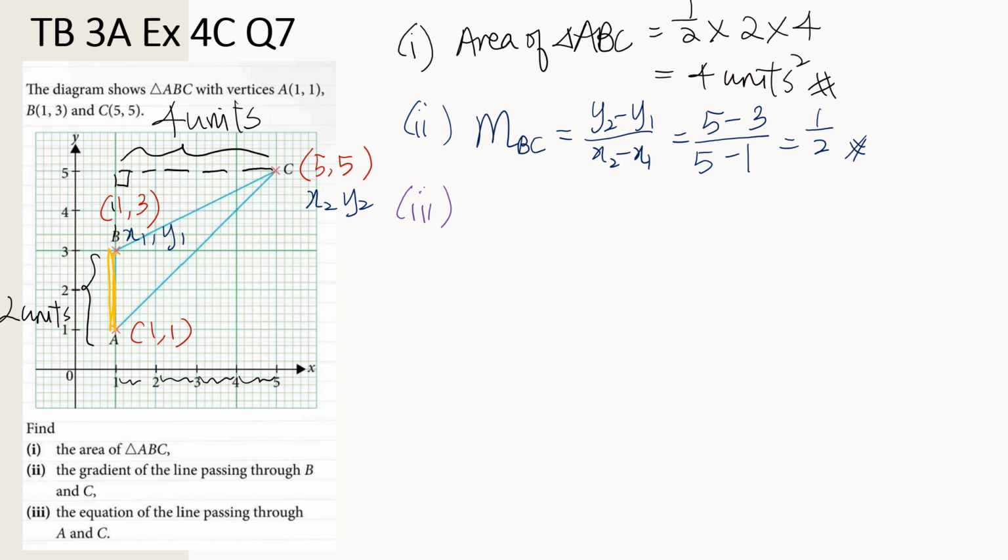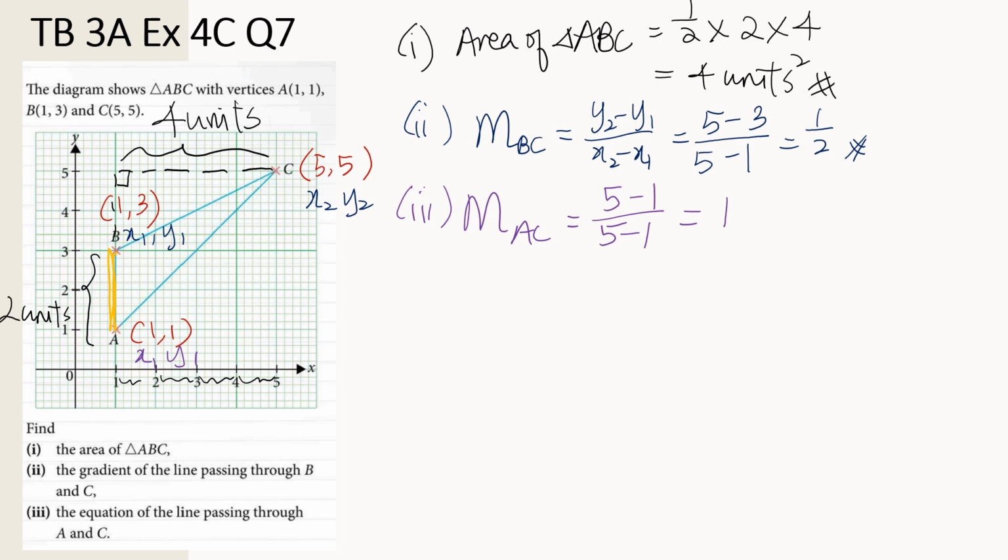So we need to find the gradient of AC. Since I've already labeled point C as x2, y2, I'm just going to label point A as x1, y1. We're going to find the gradient of AC. So that will be 5 minus 1 over 5 minus 1. Oh, so the gradient equals 1.